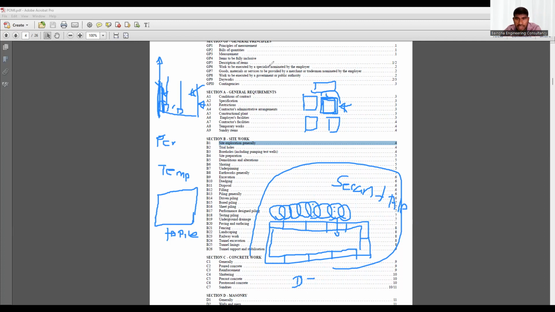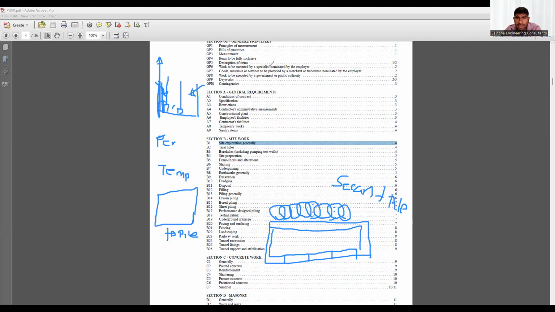Normally we don't use underpinning. It is like they are pinning in the ground and anchoring the shoring or the wall, something like that. Earthworks is like filling and some stuff like that, and excavation and dredging, levelling and compacting and all these things.